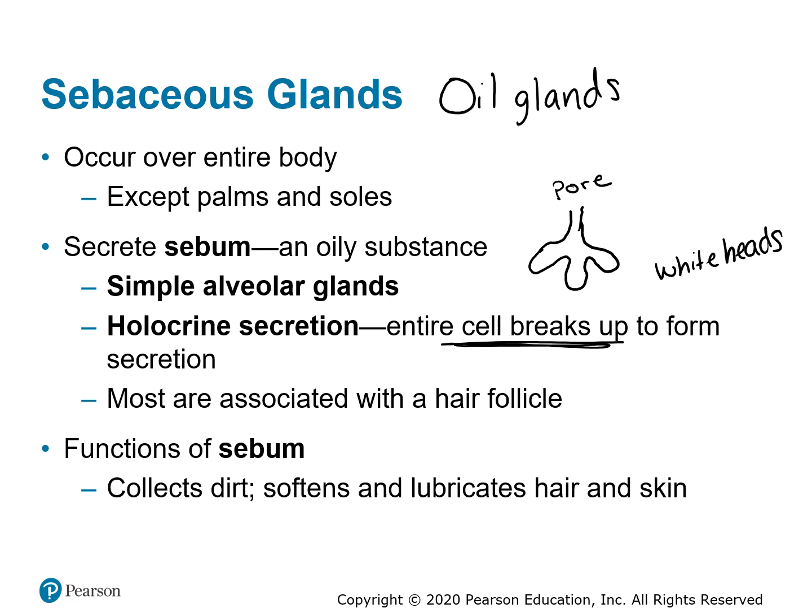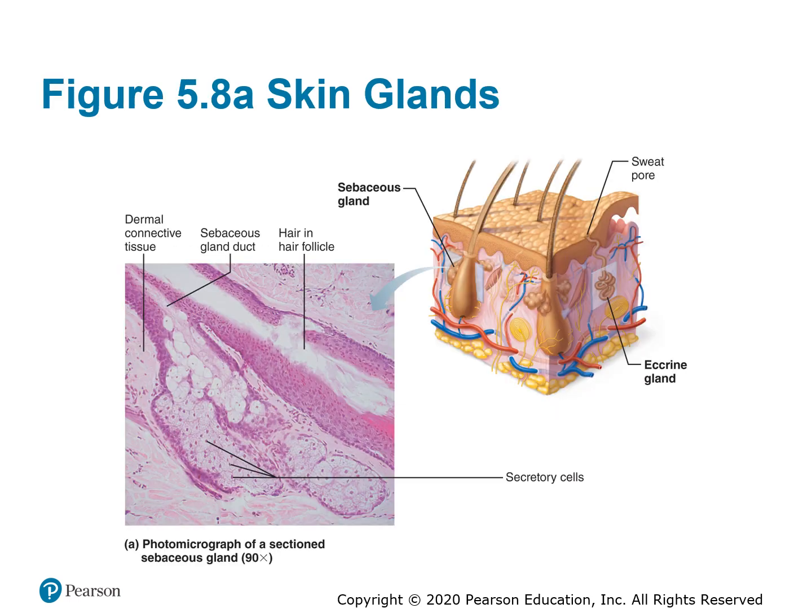Sebum's function is to collect dirt and soften and lubricate your hair and skin. If you didn't have that sebum, your skin would be drier than the air is outside now in Riverside. So we can see this sebaceous gland right up next to its hair follicle friend. There are secretory cells in those glands. They push all of their contents, in this case sebum, into the gland and up and out onto the skin surface.